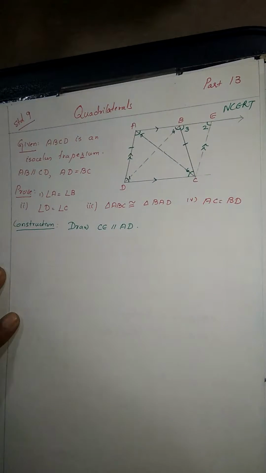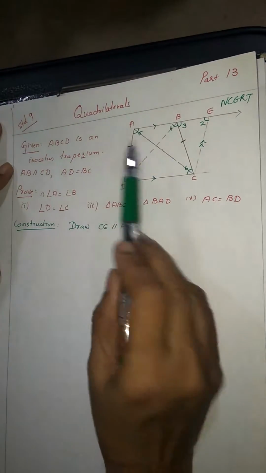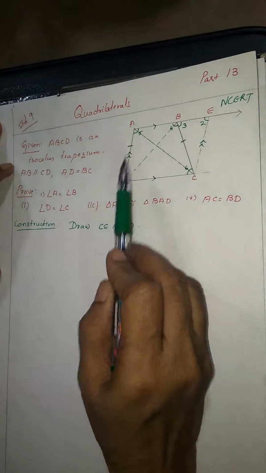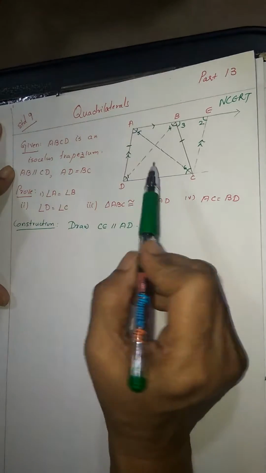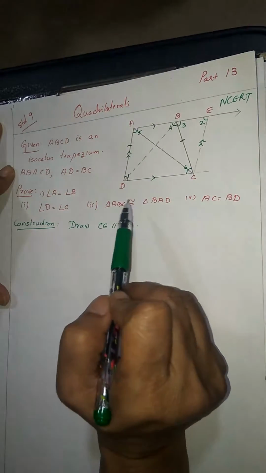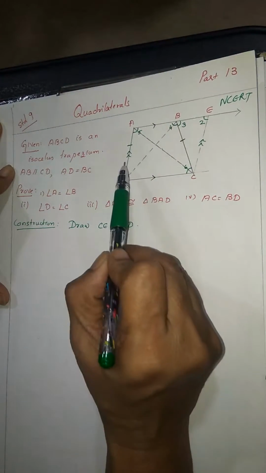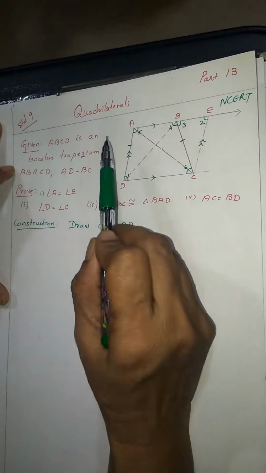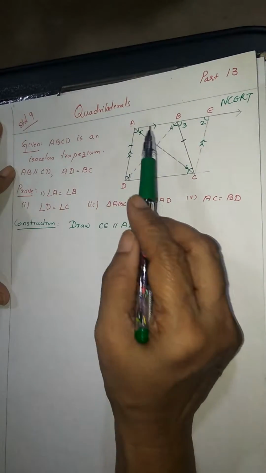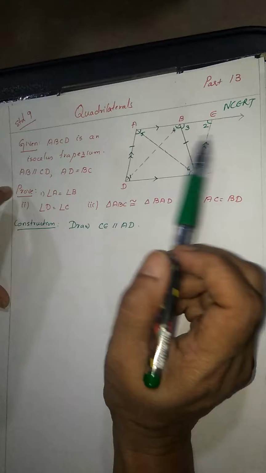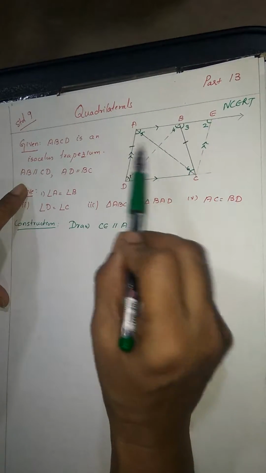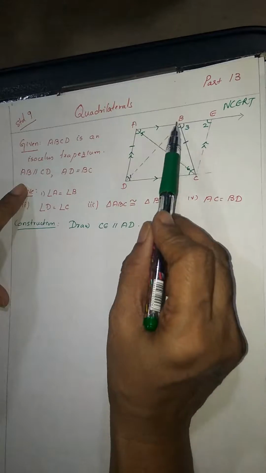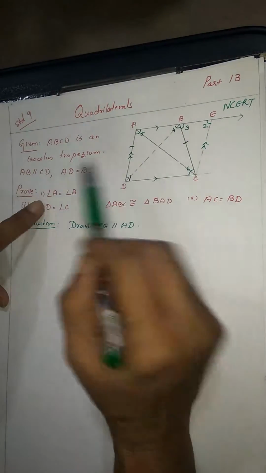The chapter is Quadrilaterals for standard 9. Now here it is given ABCD is an isosceles trapezium. In an isosceles trapezium, one pair of sides are parallel and the non-parallel sides are equal. Just for a trapezium, one pair of sides are parallel. If it is isosceles, you have one more condition: the non-parallel sides, that is AD, is equal to BC.